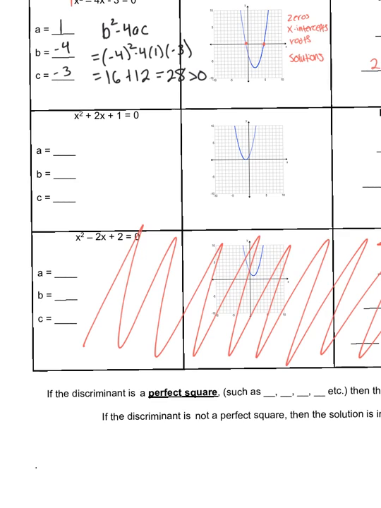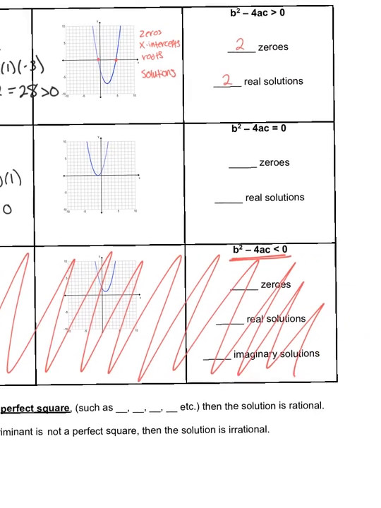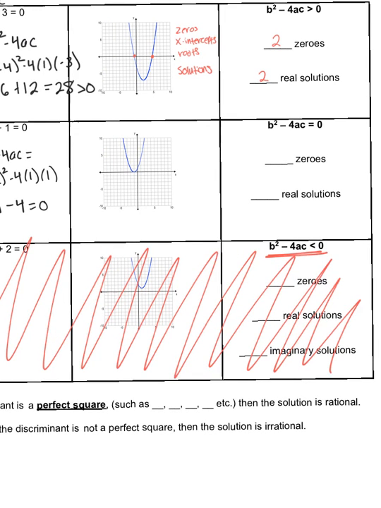So this time, my a value is still 1. My b value is positive 2, and my c value is positive 1. So if I find b squared minus 4ac, we're going to have b is 2 squared minus 4 times a is 1 times c is 1. So 2 squared is 4 minus 4 times 1 is just 4. 4 minus 4 gets us 0. So over here it says b squared minus 4ac is equal to 0. That's the situation that we're in.